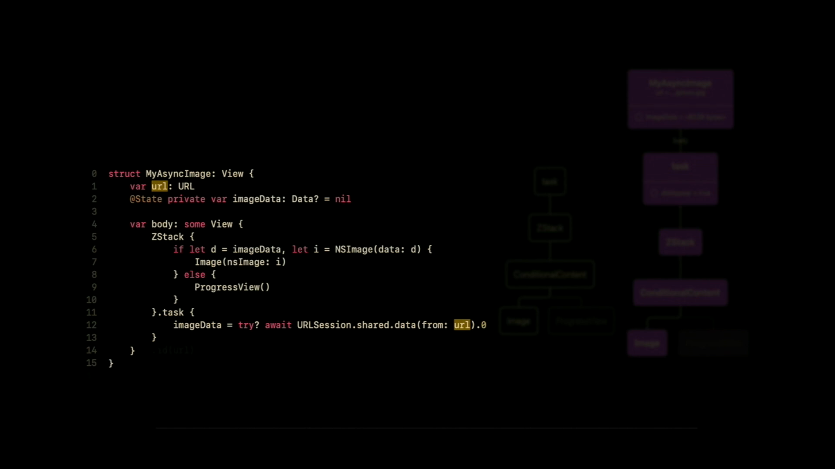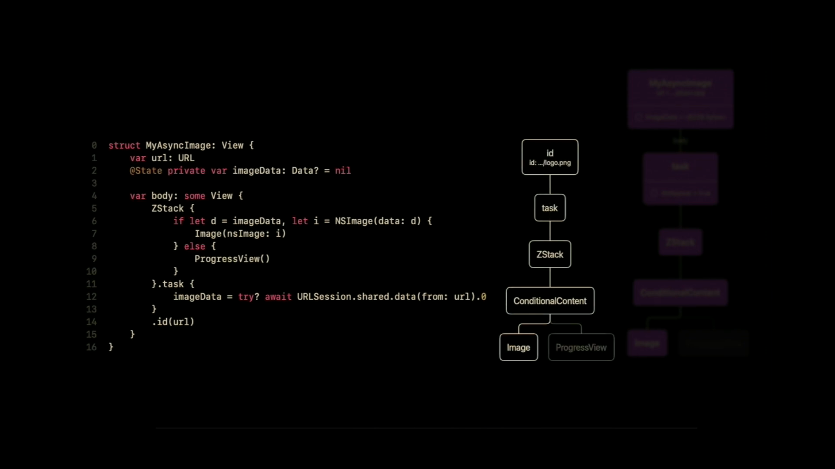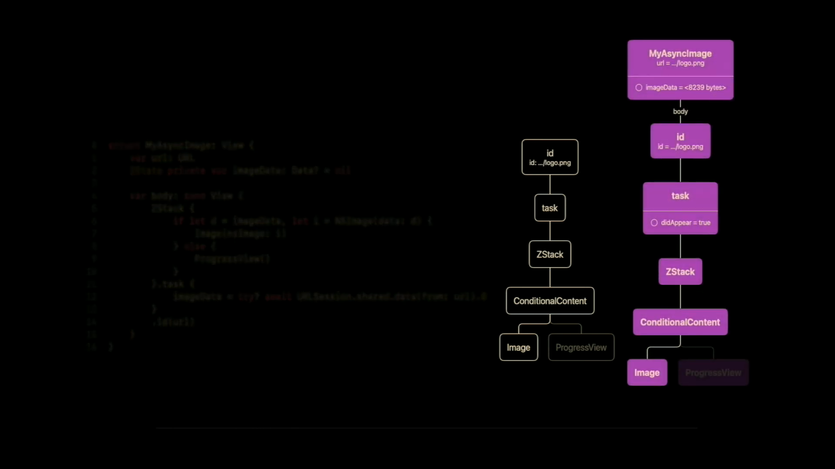And one thing we could do is actually add an identity modifier. And I add the URL as the identity. And what that will do is it will create a new root node in our view tree. So we now have this identity. And the same for the render tree. And this identity is now kept in the render tree. And SwiftUI can know, like, if this ever changes, I need to do something.